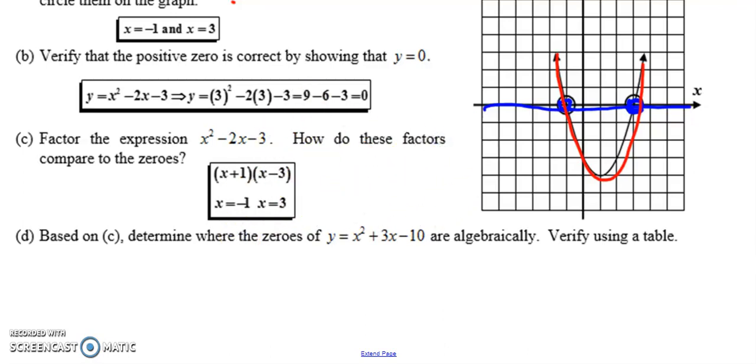So down here, based on C, determine the zeros algebraically of this one right here. So look what we did. Remember, we factored it, and then could we come up with the zeros? So do that for this one. Then you could verify using your table. So see if your answers are correct, because see if the x inputs you identified get you a y of 0. So you could put it in your calculator and bring up the table to verify. So do that now, guys.